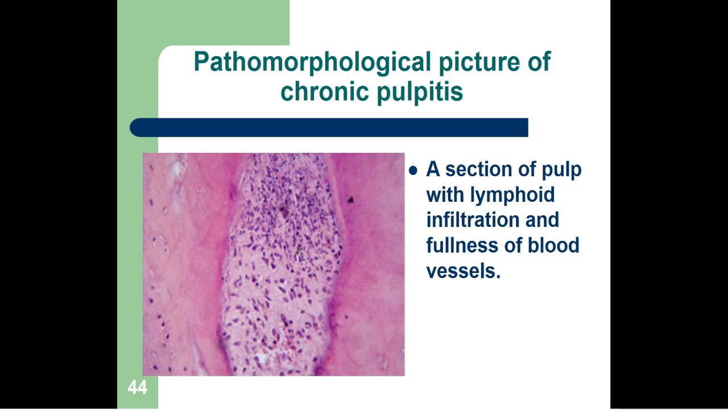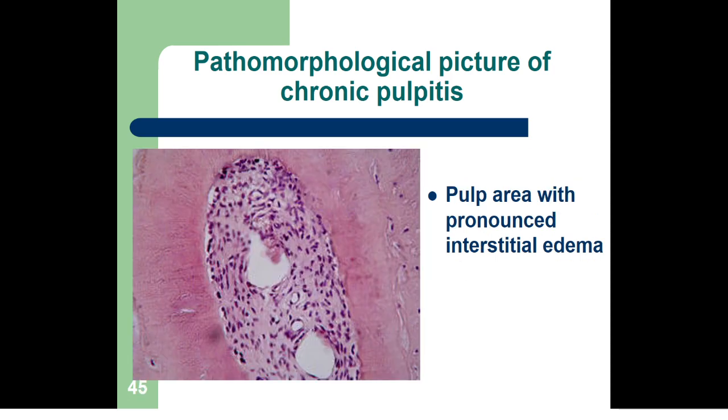And you see the pathomorphological picture of chronic pulpitis. A section of pulp with lymphoid infiltration and fullness of blood vessels. The next histological preparation is also a pathomorphological picture of chronic pulpitis. You see the pulp area with pronounced interstitial edema.